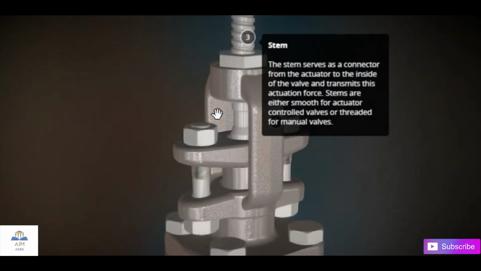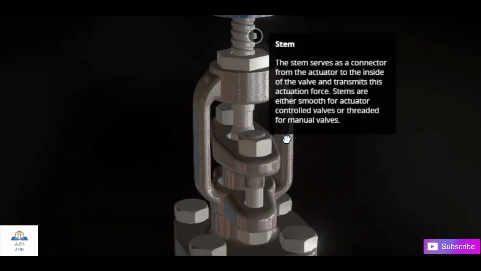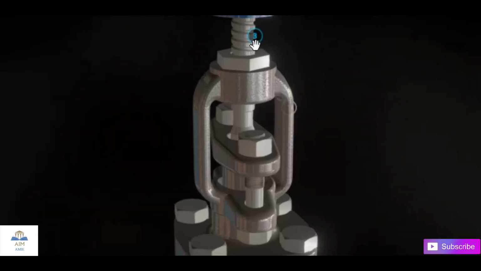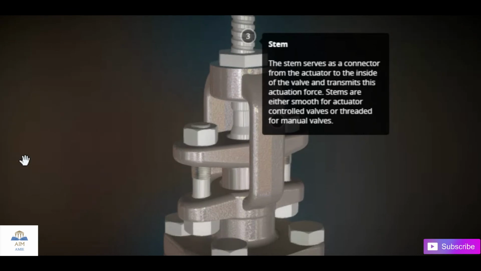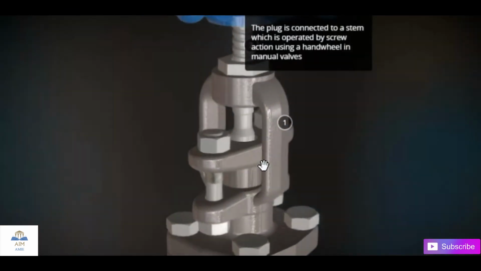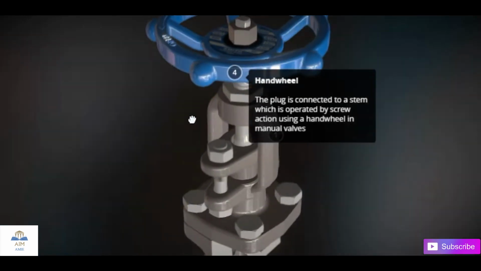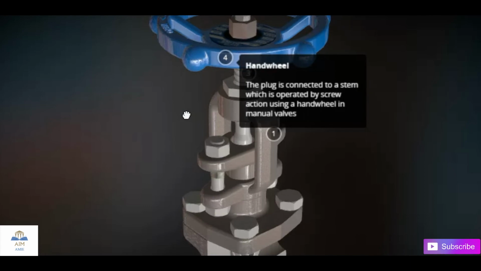Next one is stem. It serves as a connector from the actuator to the inside of the valve and transmits this actuation force. Stems are either smooth for actuator controlled or threaded for manual valves. Last is the hand wheel. The plug is connected to a stem, which is operated by screw action using a hand wheel in manual valves.